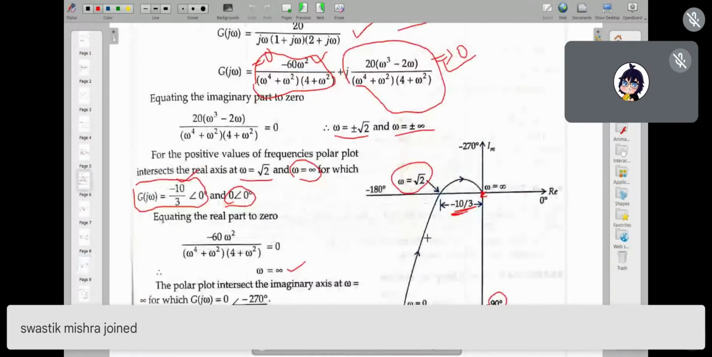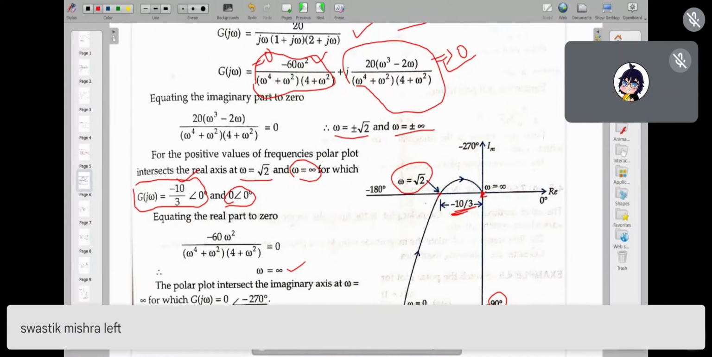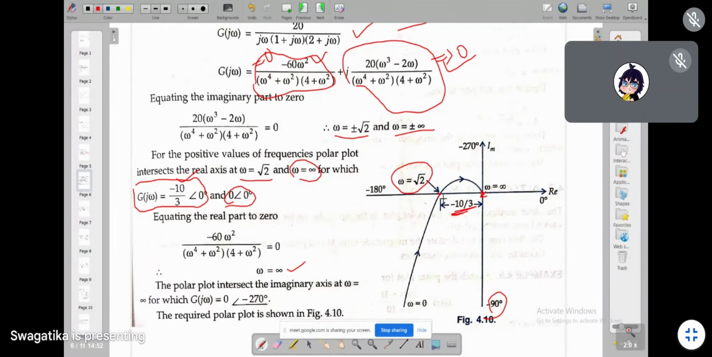See, this one is omega equals root 2. At omega equals root 2, the magnitude is minus 10 by 3. So this point is at minus 10 by 3, how much does that come to? 3 point something? 3.33. Yes or no?